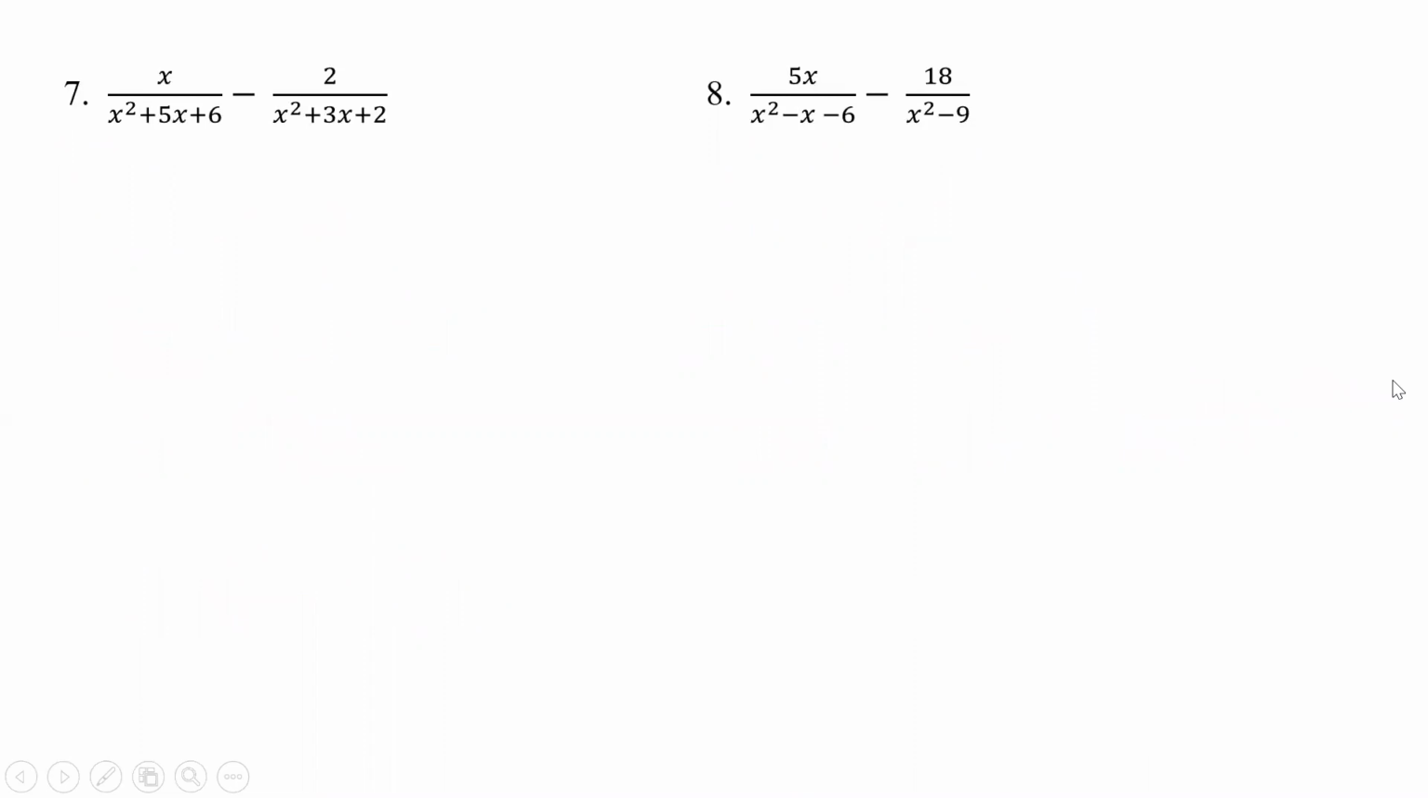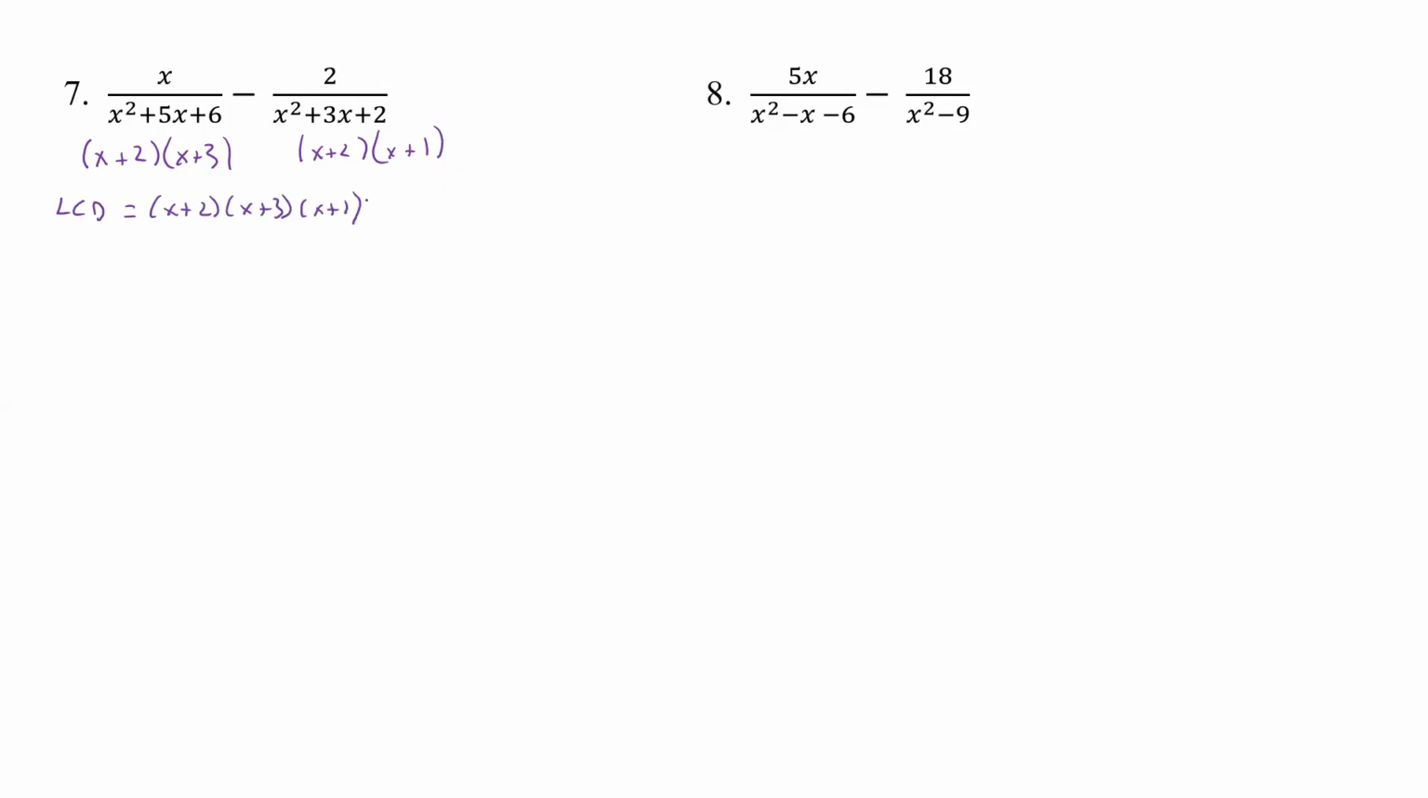All right, a couple more here. The first one, again, it looks like what we're going to have to do is factor both denominators. And so the first one looks like x plus 2, x plus 3, because we're going to have pluses on both of them, and 2 factors of 6 that add to 5 are 2 and 3. Now the second one is going to be similar. It's going to be x plus 2, x plus 1, because it's the factors of 2 that add to 3. Well, that's 2 times 1, and 2 plus 1 is 3. And so our LCD is x plus 2, x plus 3, x plus 1.